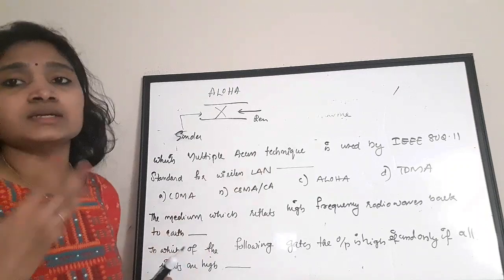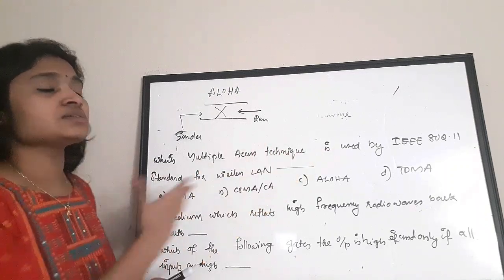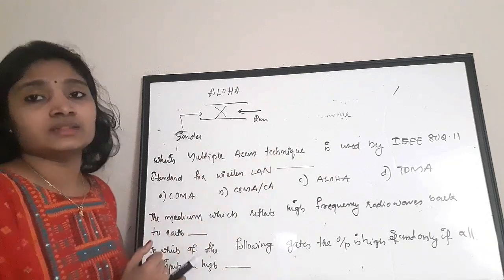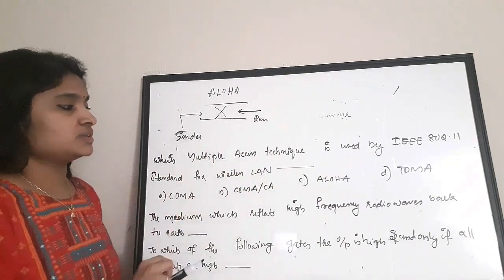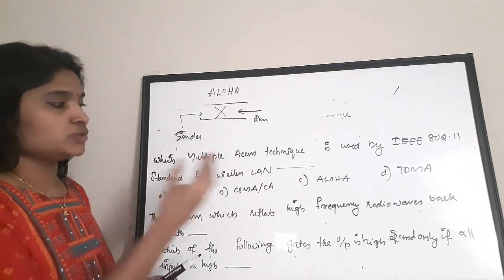Then TDMA is time division multiplexing. So these are the various multiple access methods given in the options. I hope that I've given a brief of each of them.